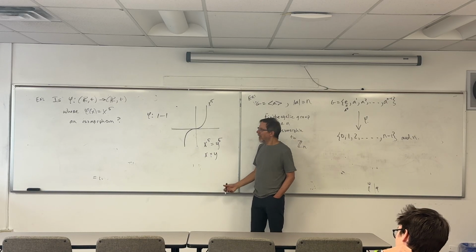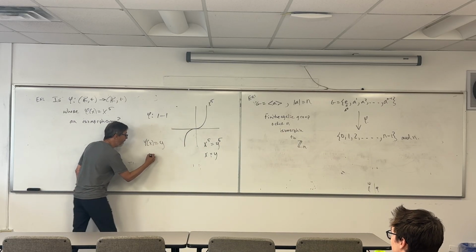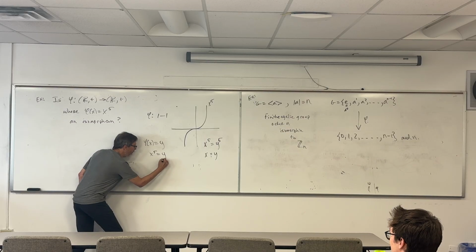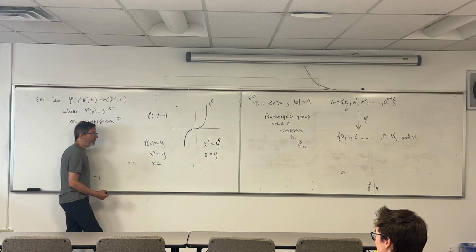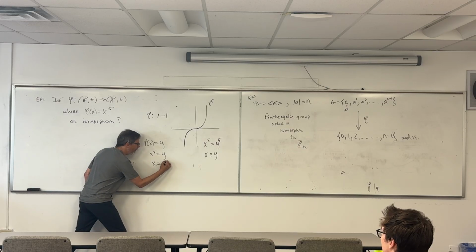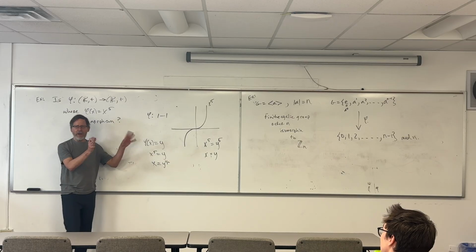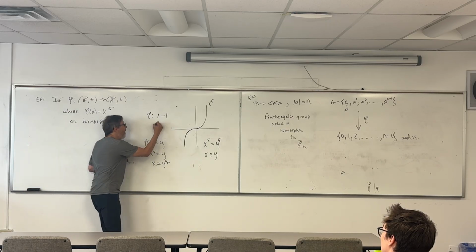That's cool. Onto: if I have phi of x equals y, that means x to the fifth equals y. So what does x equal to get that output? The fifth root of y, which is defined for all y, positive or negative or zero. So one-to-one, onto.